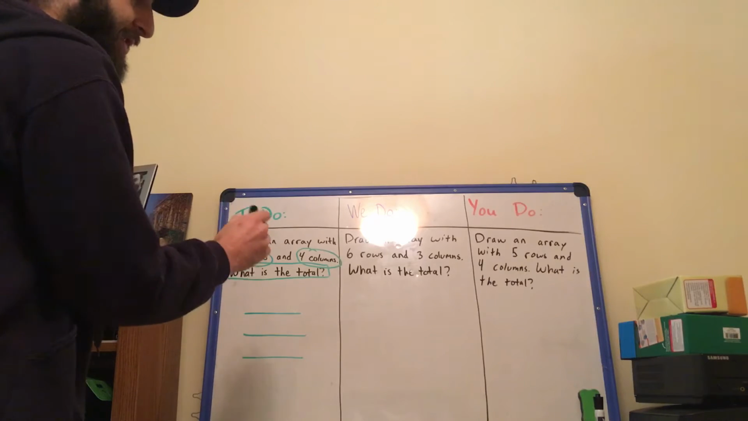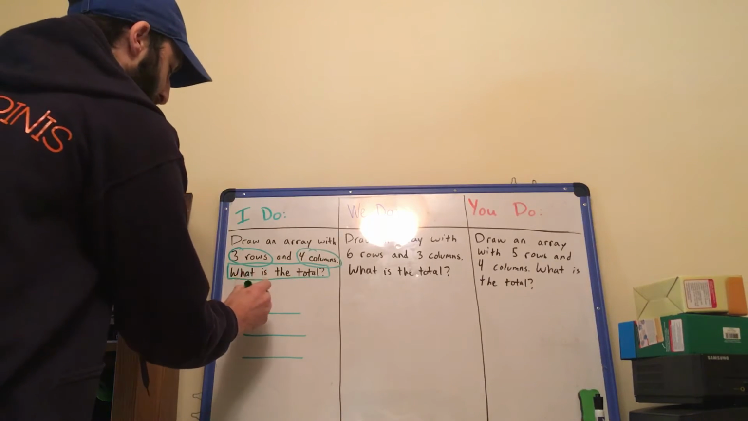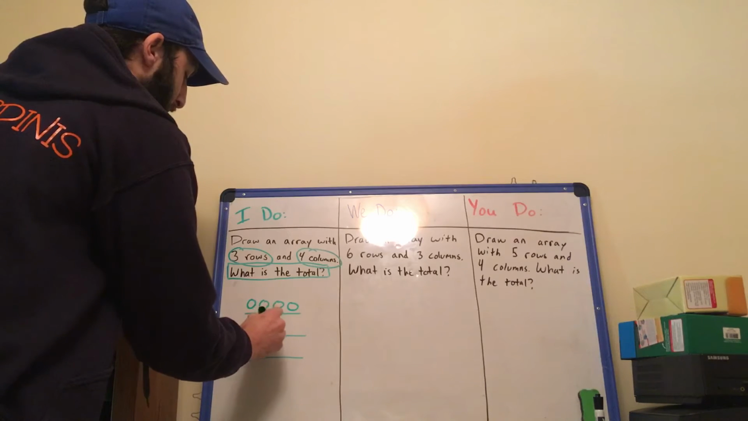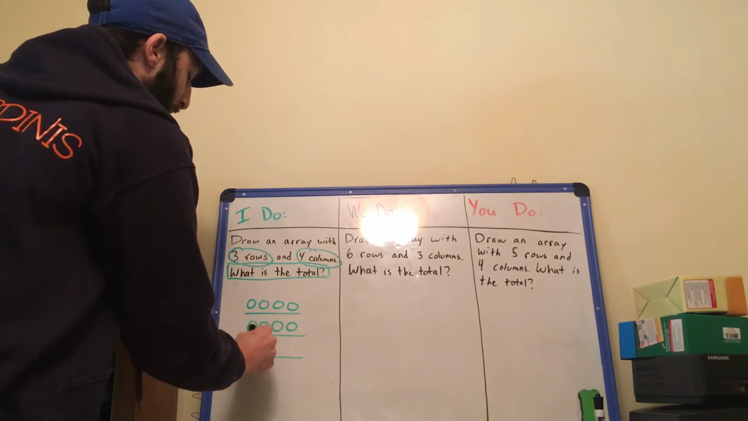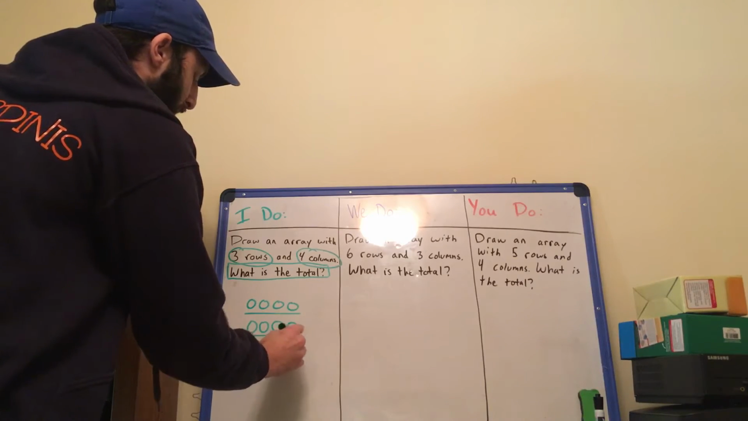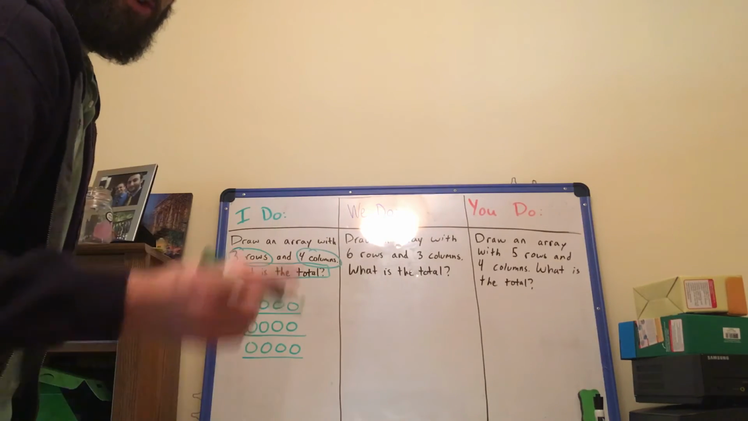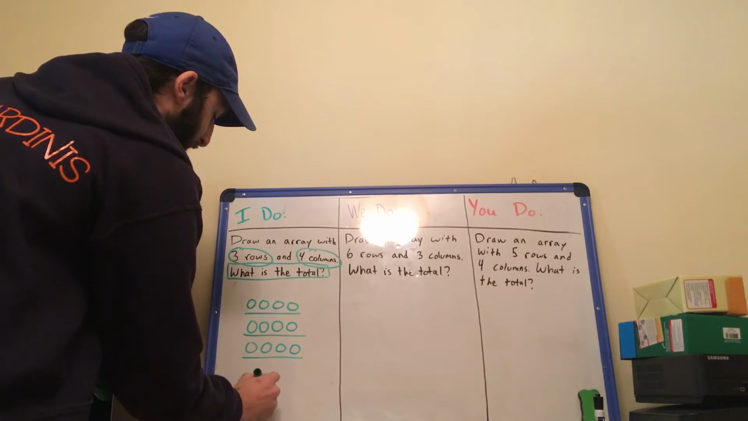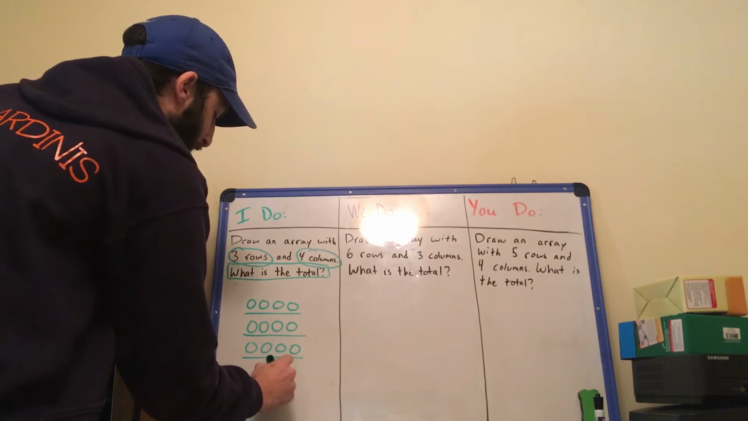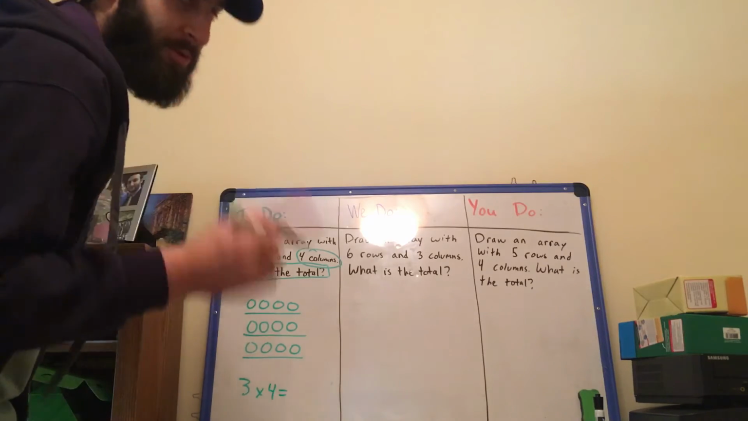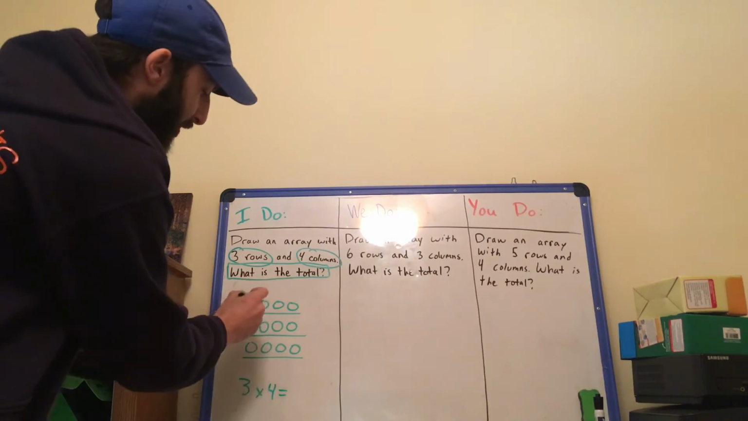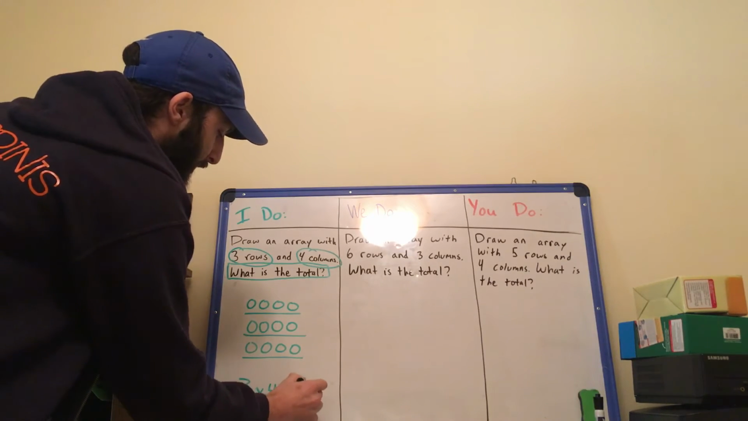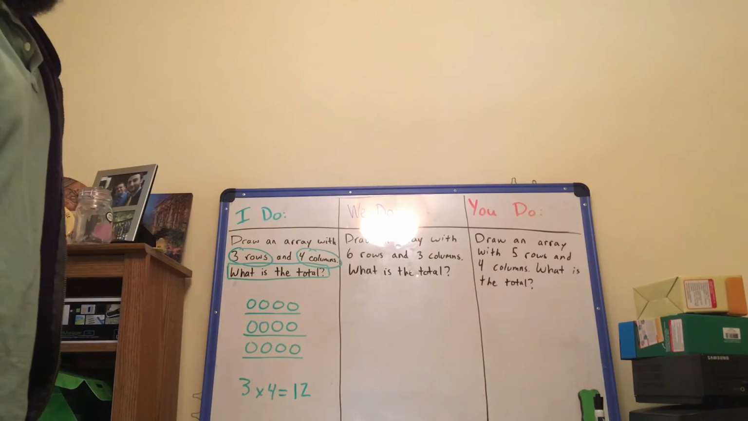So you can use X's, circles, whatever you want. I'm going to use circles. 1, 2, 3, 4. 1, 2, 3, 4. 1, 2, 3, 4. And the multiplication sentence that would go along with that would be 3 times 4. And I already know that because we're pretty advanced in multiplication now, but you could also find it by counting up each circle. The answer is 12. Okay?